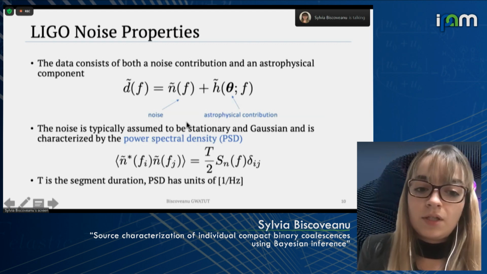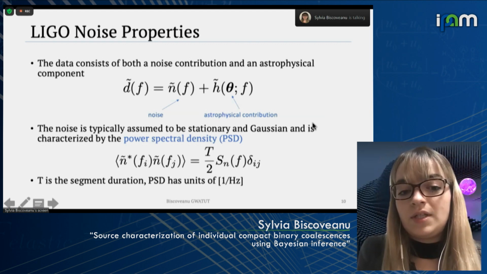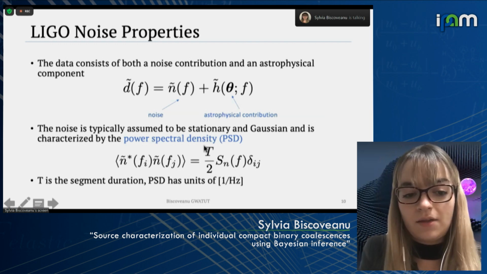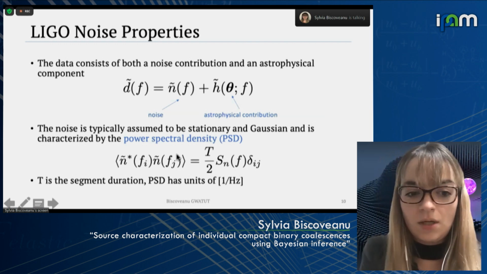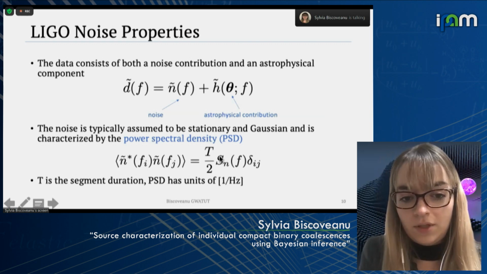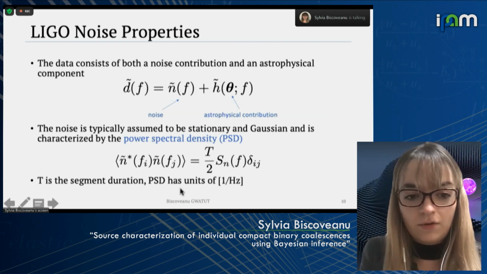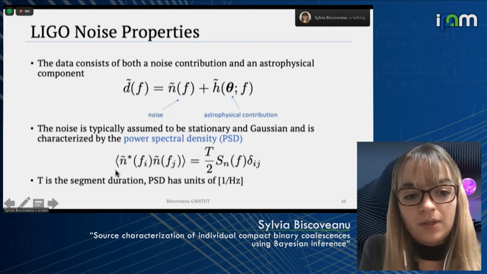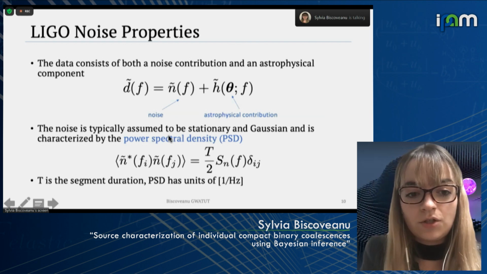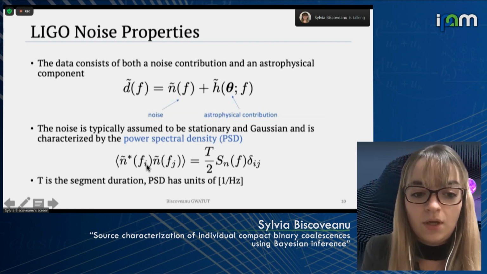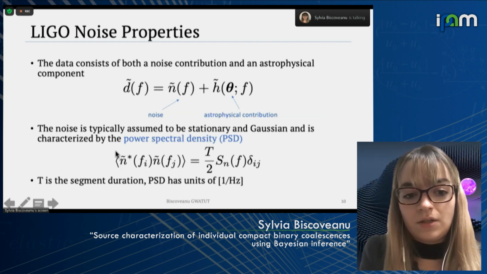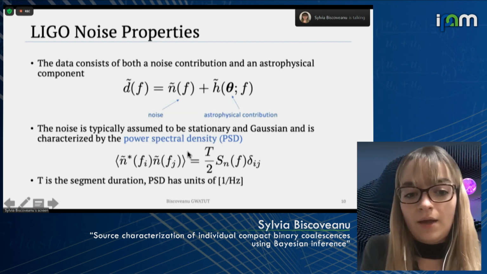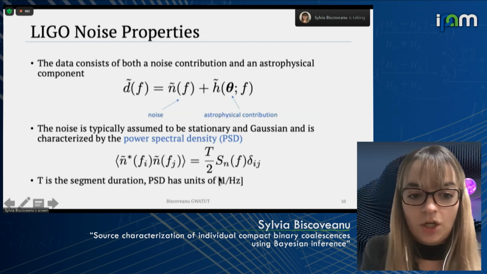We typically assume that the LIGO noise is stationary and Gaussian, and this allows us to characterize it by the power spectral density, or the PSD, which will be denoted with Sn(f) throughout the rest of the talk. The way this is typically calculated is you take the complex conjugate of the Fourier transform of the noise, multiply it with itself, and take the expectation value of this quantity, and what you get is the PSD, multiplied by some normalization constants.